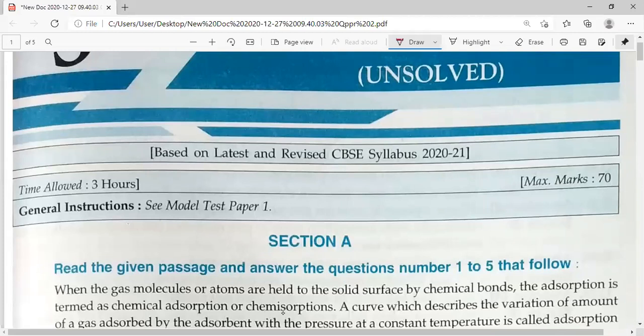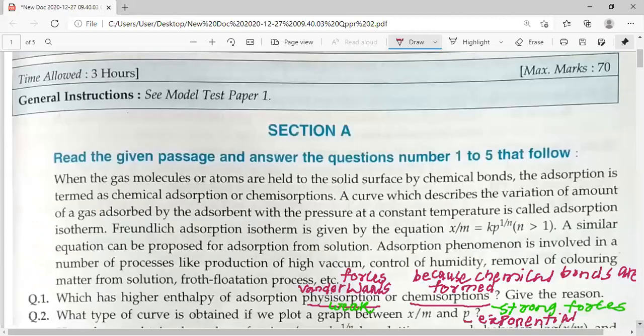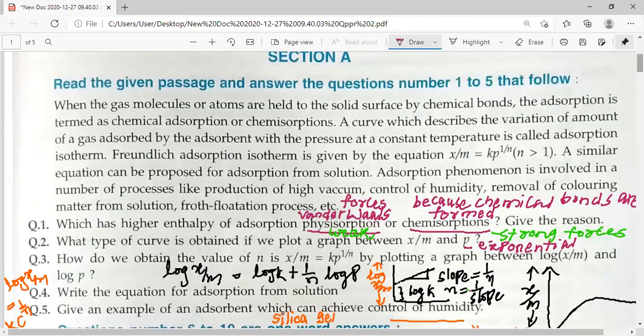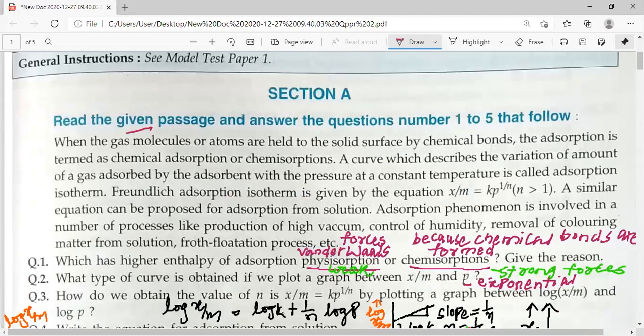Okay. So, let us solve the paper. We are going to solve the unsolved paper number 3. We have already solved the paper number 1 and paper number 2. So, let's move forward and understand the section number A, my dear students. Read the given passage and answer the question number 1 to 5 that follow.